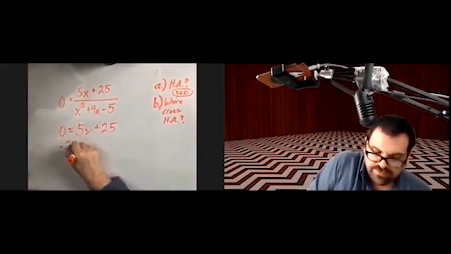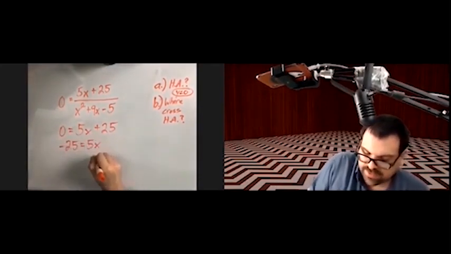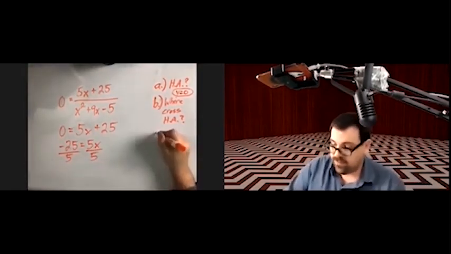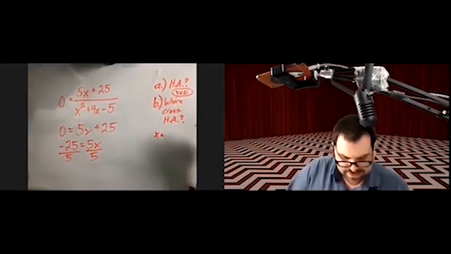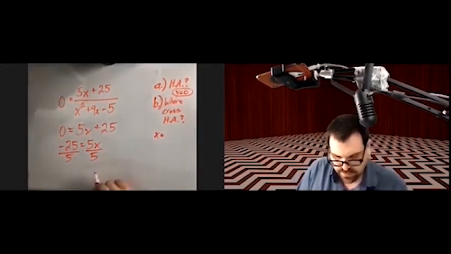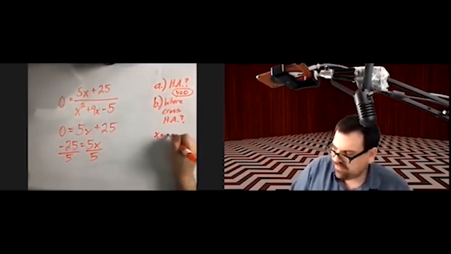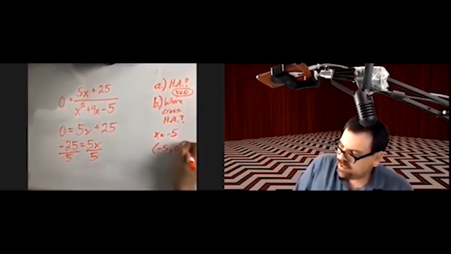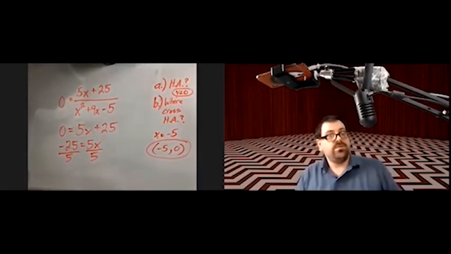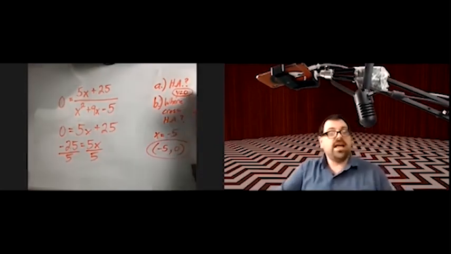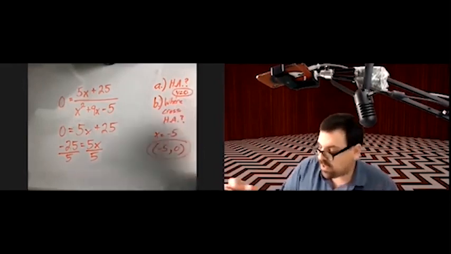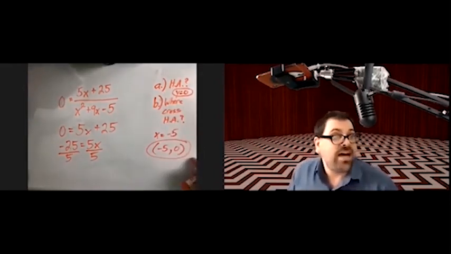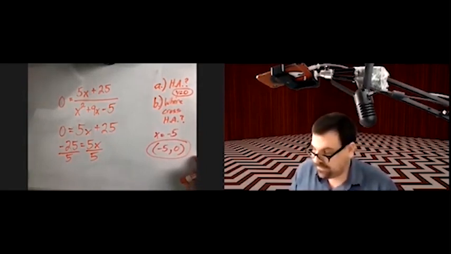So negative 25 equals 5x. Divide both sides by 5. We get x equals negative 5. The point then would be negative 5, 0, where we cross. So we have a horizontal asymptote at y equals 0, but we are going to cross it at negative 5, 0.